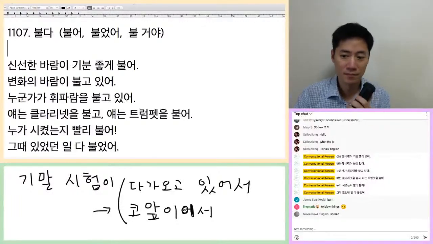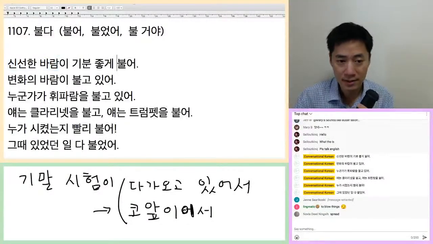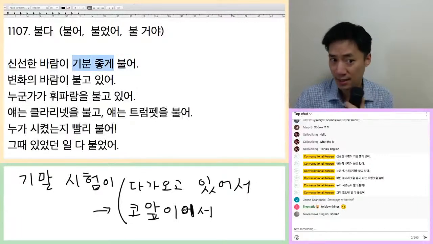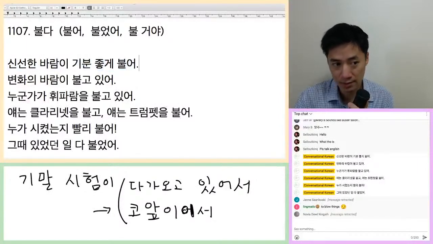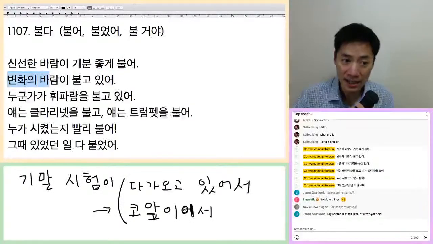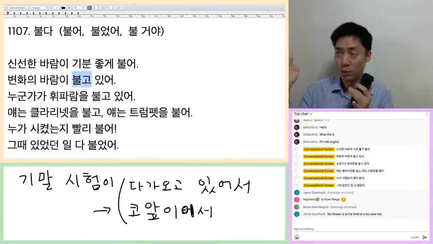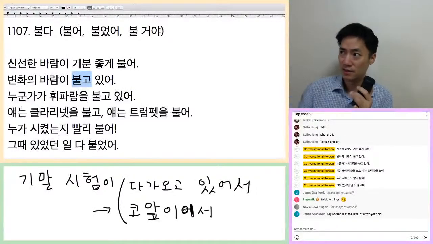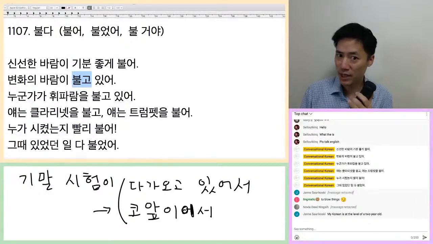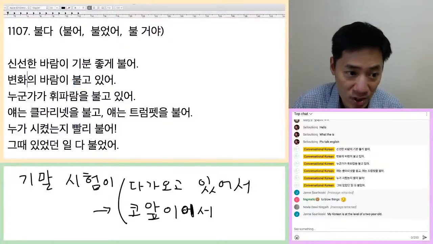So 신선한 바람이 기분 좋게 불어. A fresh wind is blowing pleasantly. And 변화의 바람, wind of change, is blowing. 불다 is not only physical wind, it can be like a trend, 유행, you know, fashion, trend, or something like that. 변화의 바람, wind of change is blowing.